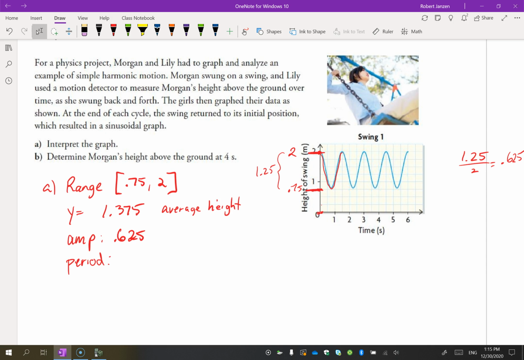The period, how quickly do you swing? Well, if we start at 2 and go back to 2, where is that? That looks like it takes 1.5 seconds to swing 1 time. Okay, so you think about going up and down back to the original spot, it takes 1.5 seconds. That's what the period is.